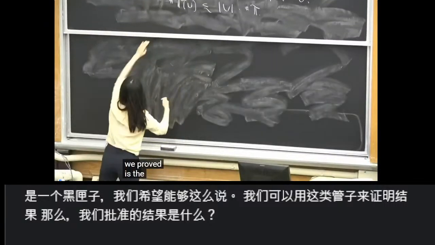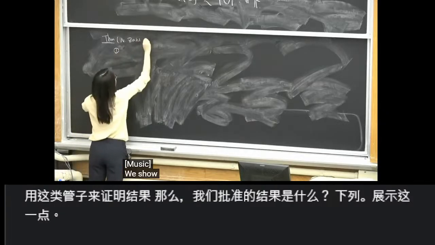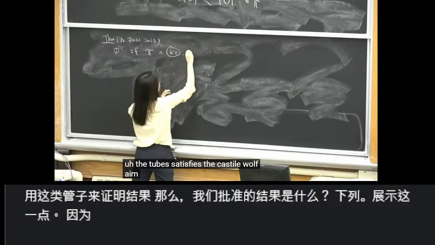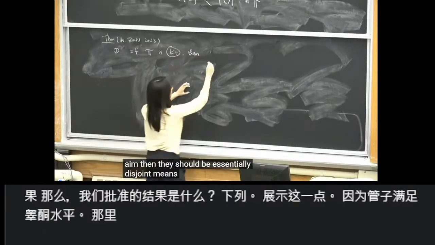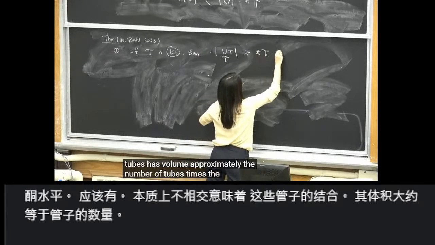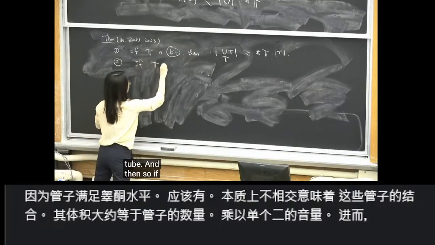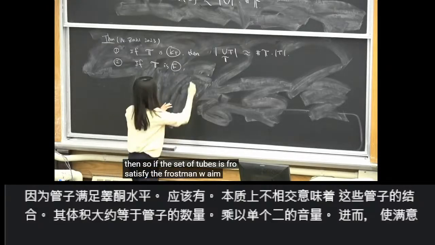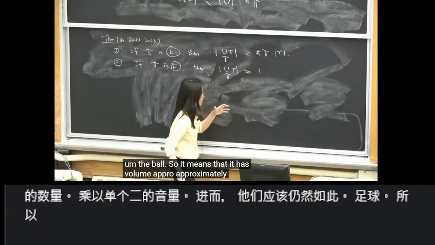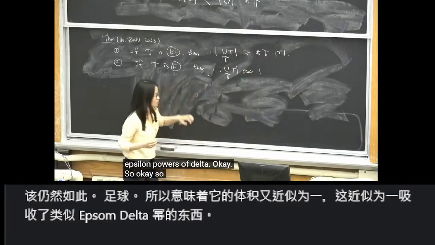It is the following. We show that if the tubes satisfy the Kakeya-Wolff axiom, then they should be essentially disjoint. That means the union of those tubes has volume approximately the number of tubes times the volume of a single tube. And if the set of tubes satisfies the Frostman-Wolff axiom, then they should fill out the ball, so it has volume approximately 1. Again, approximately 1 absorbs epsilon powers of delta. So this is what we proved.